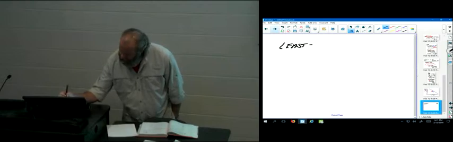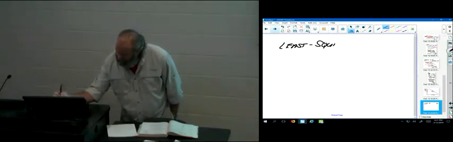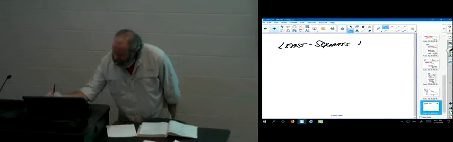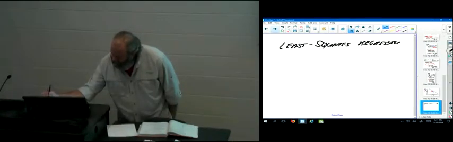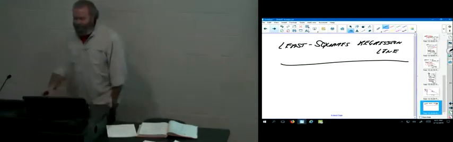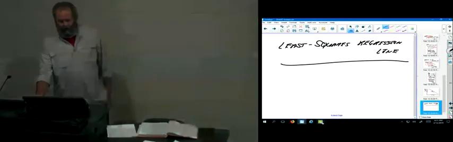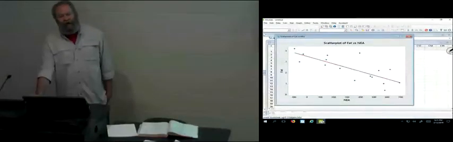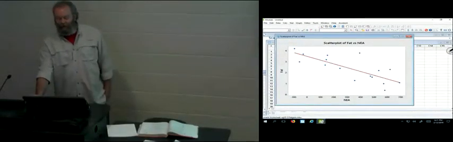Now, I want to get the line that you and I are going to use that has a name. This is not any old line. You and I are going to work with what's called the least squares regression line. That's the one we use in this class. That's the one we fit to the data. That's the one I have drawn on the scatter plot here. That one in red, that is the least squares regression line.